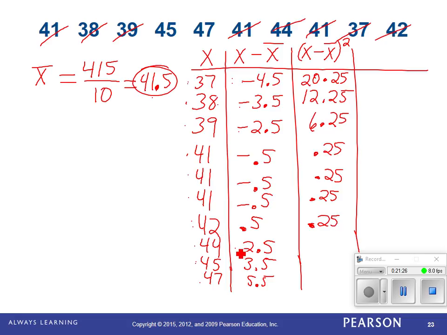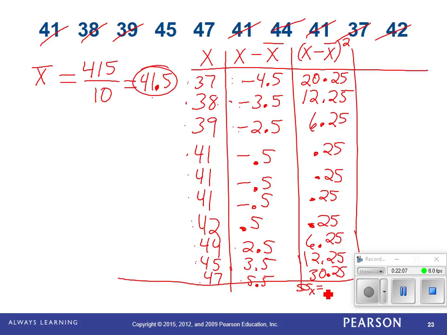Then the 2.5 squared down here is going to be the same as the negative 2.5 squared up there, so it's going to be 6.25. 3.5 is going to be the same as the one up here, 12.25. And then the 5.5, square that, and you get 30.25. Now, what you're finding when you're doing this is SSX, the sum of all the squares.